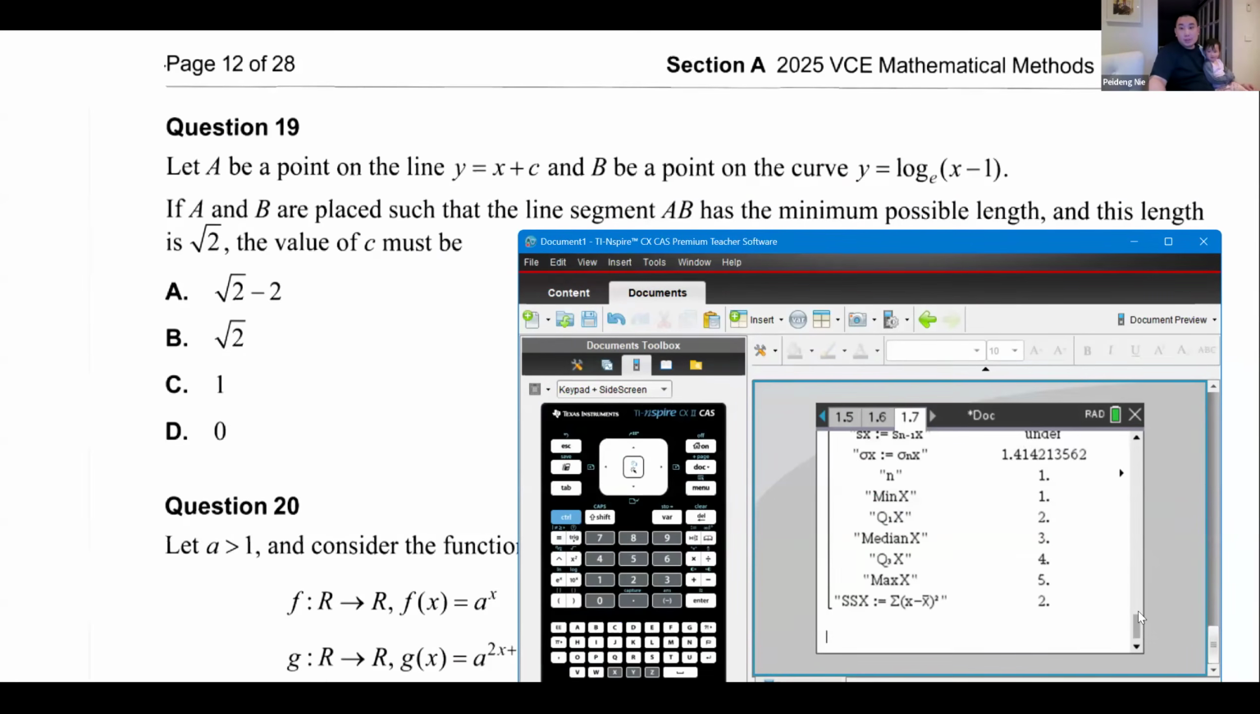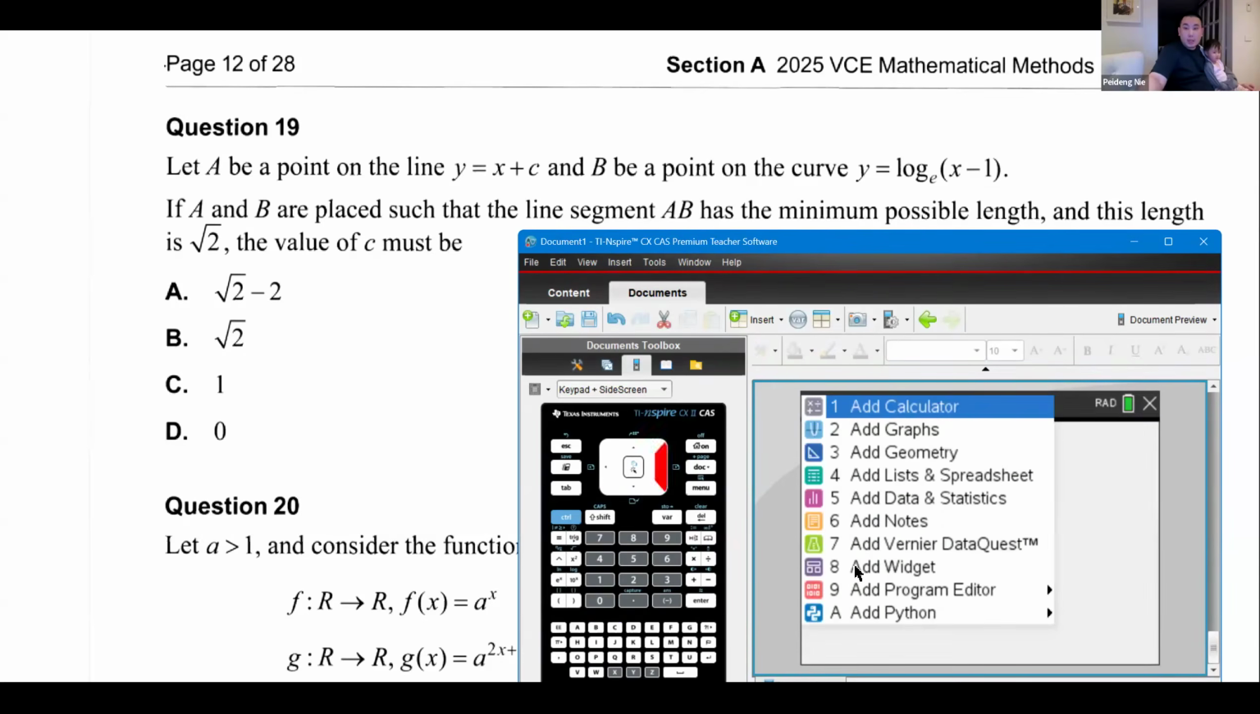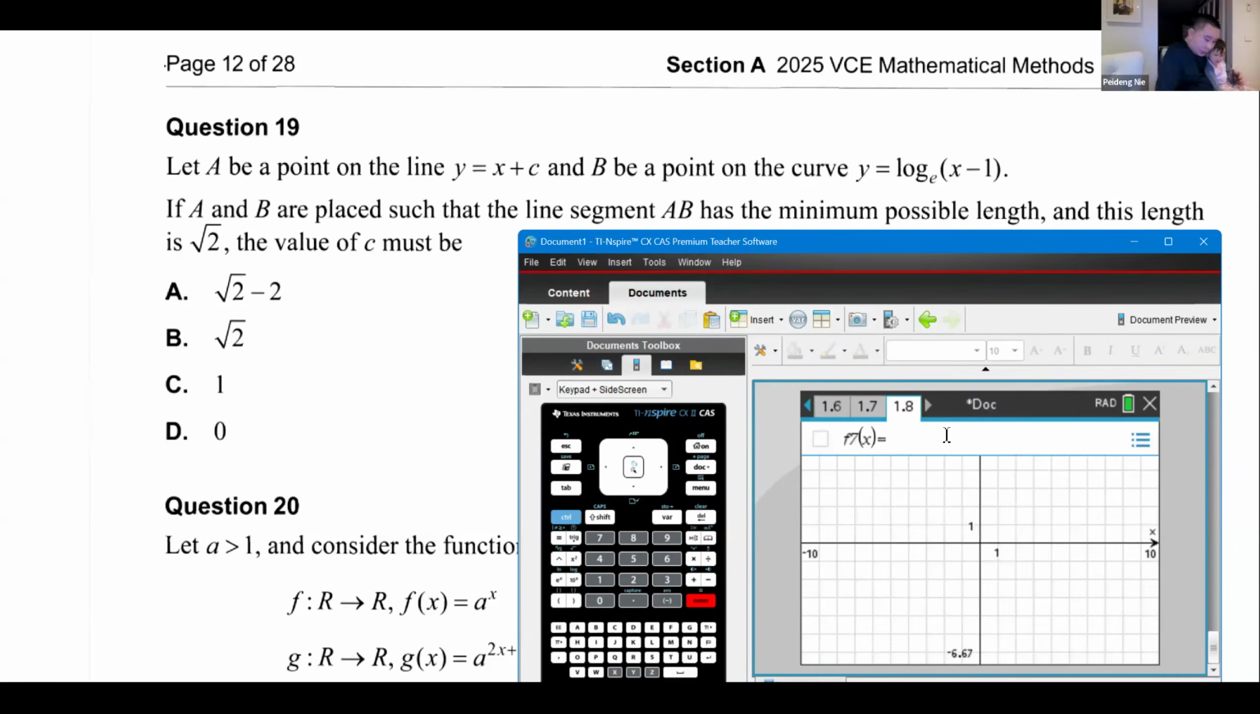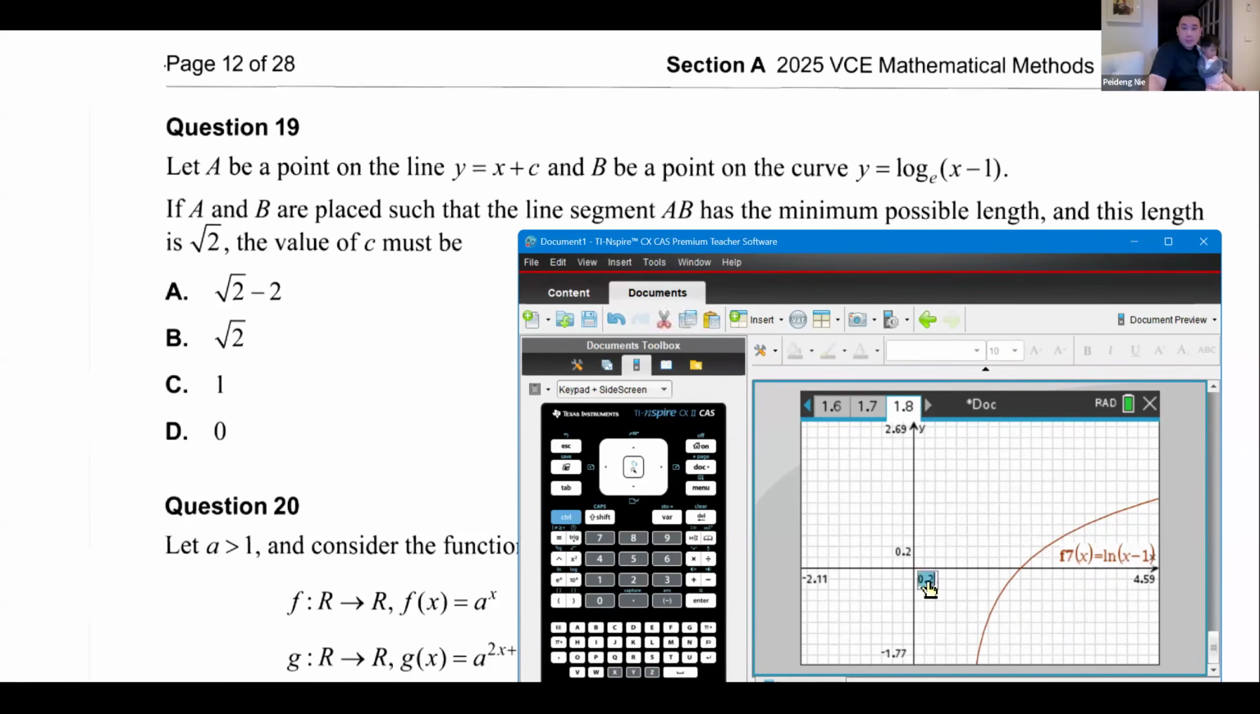Okay, that is going to show you something different. Control I, add graphs. Basically, you have a log x minus 1, so just type in natural log x minus 1. I don't think we need a very large viewing window. Let's have a look. Drag it over there. Notice I would love to keep the length factor or scale factor to be 1.